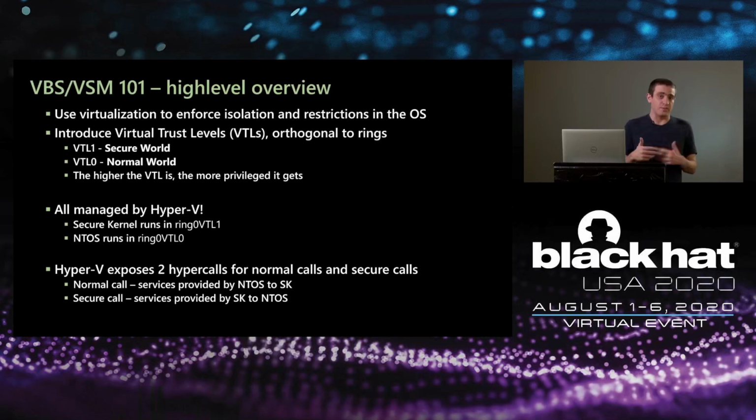And all of that is being managed by Hyper-V. So the kernel runs in ring 0 VTL 0. The secure kernel runs in ring 0 VTL 1, and Hyper-V exposes two hypercalls for normal calls and secure calls, which are services provided by each kernel to the other. The normal kernel clearly needs many services from the secure kernel for all of the most privileged functionalities it can no longer do. And the secure kernel still needs many services from the normal kernel because most of the functionalities actually remained in the normal kernel, because we really want to keep the secure kernel as small as possible in order to decrease its attack surface.